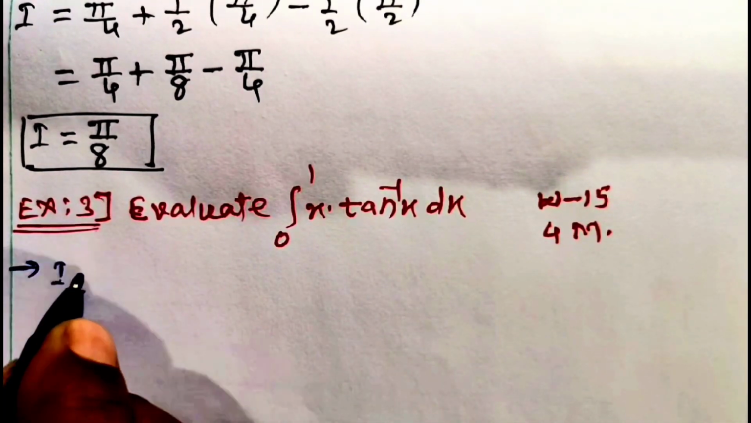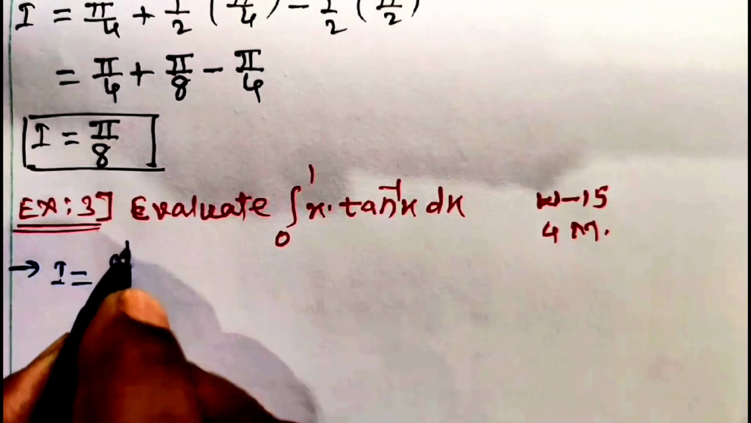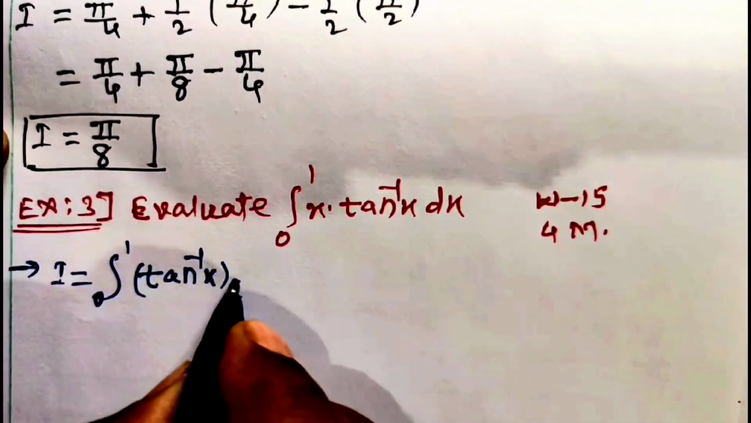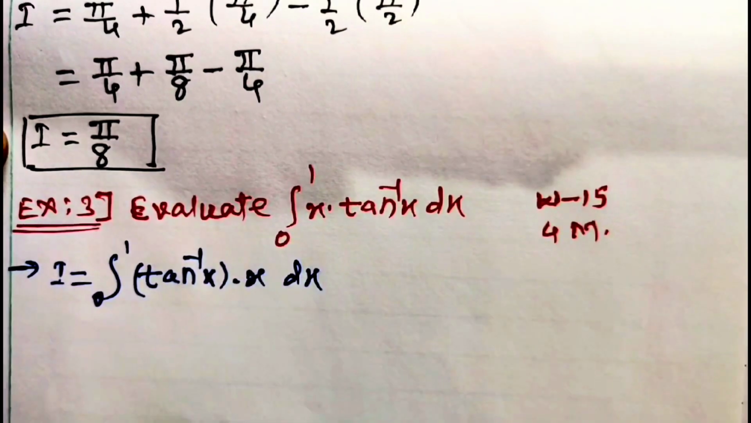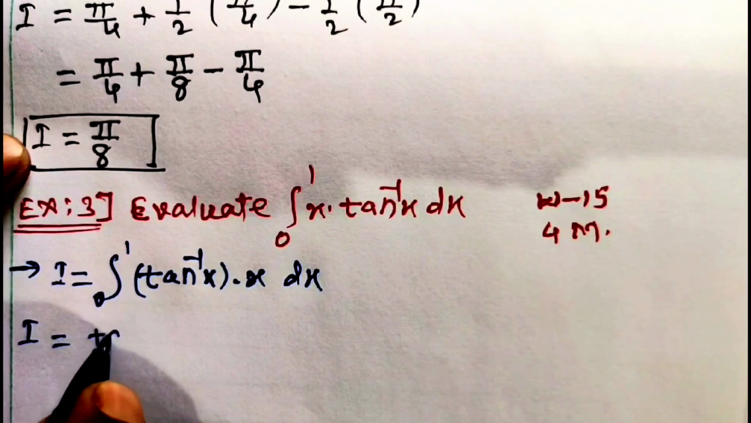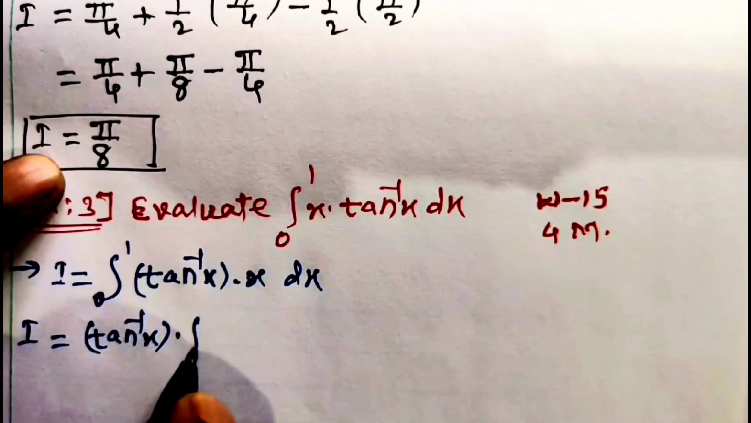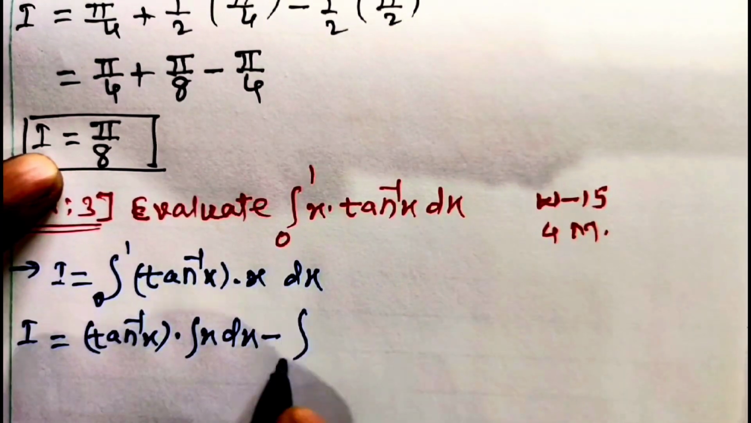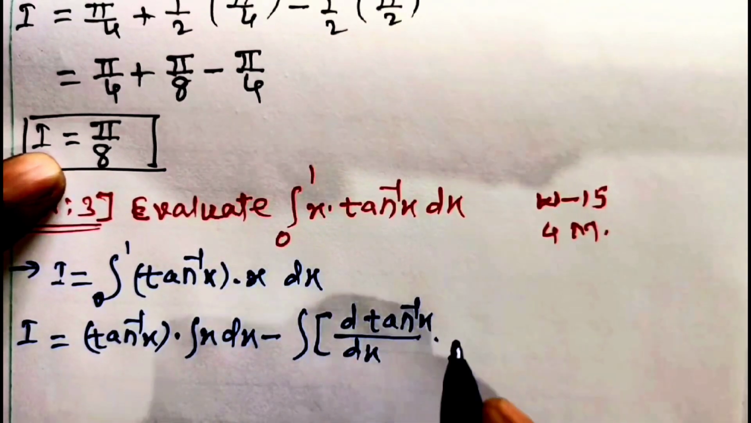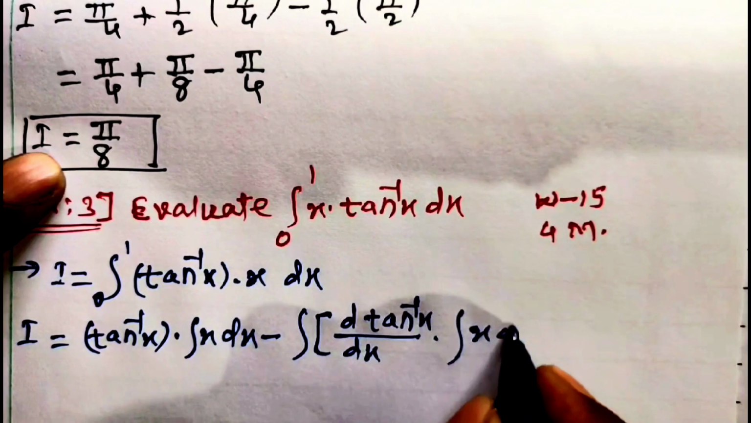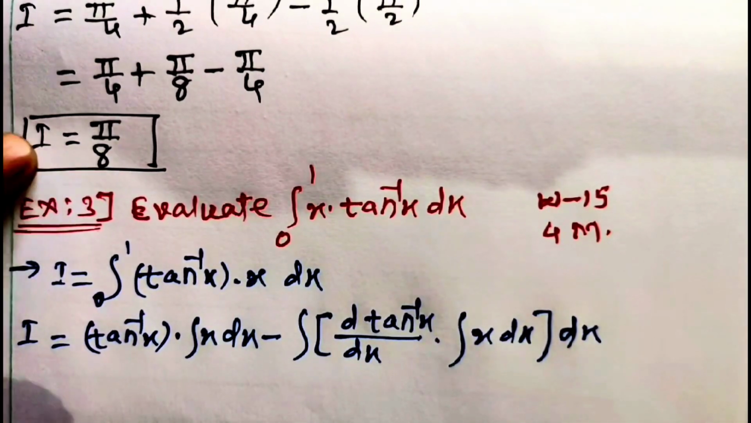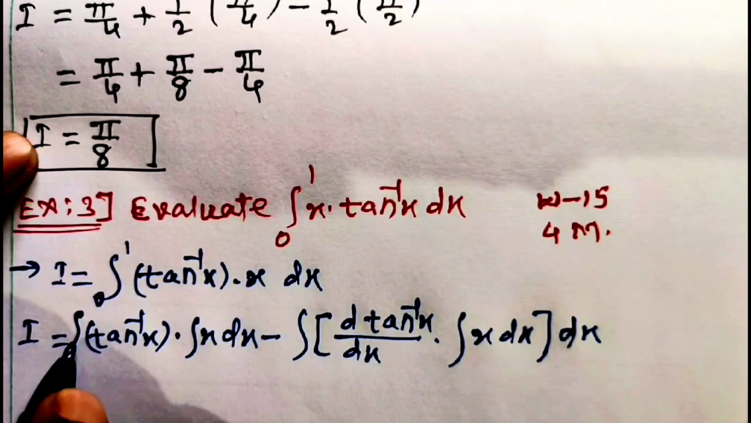Hence I is equal to the integral from 0 to 1 of first function tan inverse x into second function x with respect to x. So apply the by parts method. I is equal to first function as it is, into integral of second function, minus integral of derivative of first function with respect to x into integral of second function with respect to x, and again integral with respect to x. This is with limits from 0 to 1.